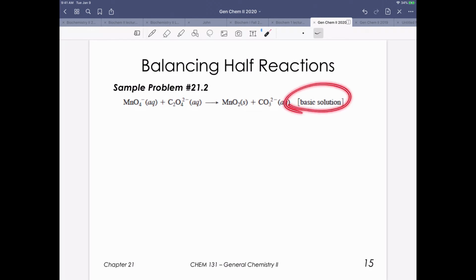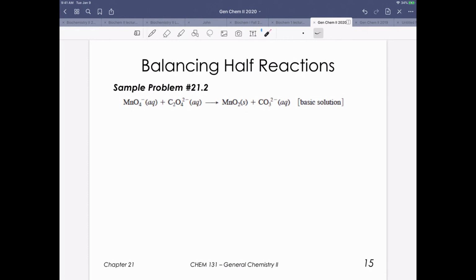Notice that this one does ask us to balance in basic solution. All right, so what I'm going to do, and again, I'm sure you have the sheets in front of you to walk through the different steps, I'm going to tell you what the step is, and then I'm going to ask you to pause the video and try to work through it on your own.